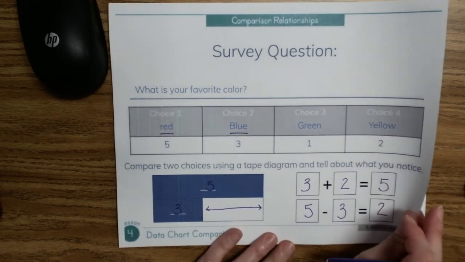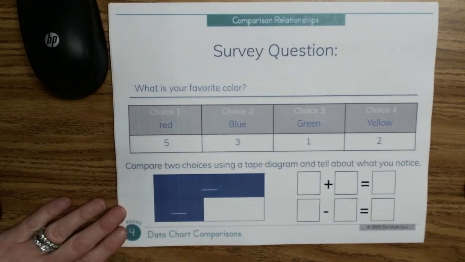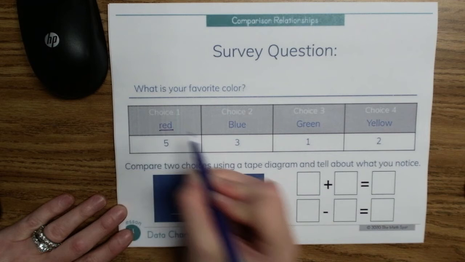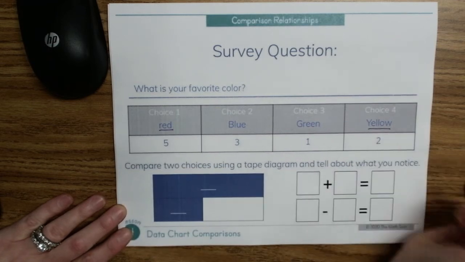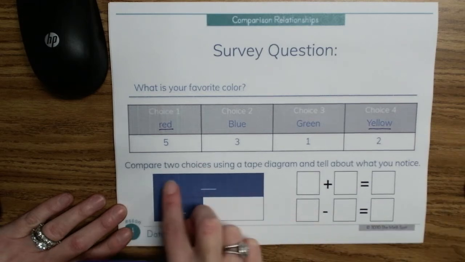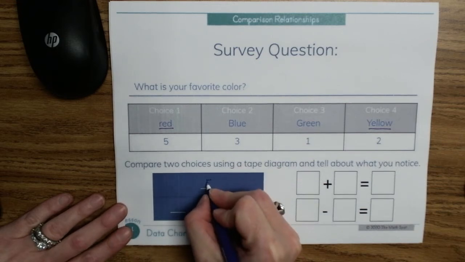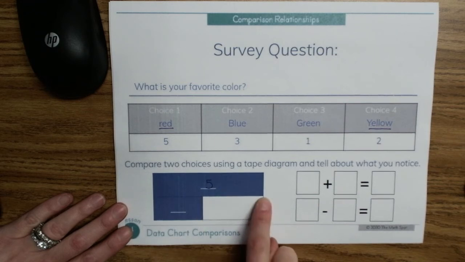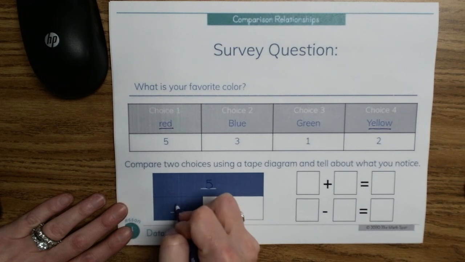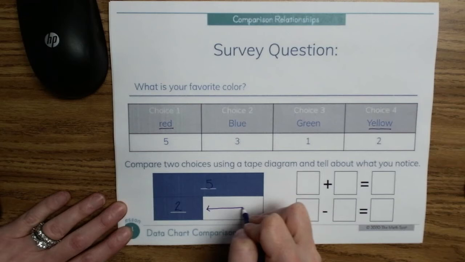Let's compare another set. What's another one we want to compare? Let's compare red to yellow. So when we look, who's going to get that full tape diagram, the full chart? Red, because it has 5, because it is larger. We know it got chosen more. And then our bottom is yellow, and it has 2. So we're trying to figure out this missing piece.